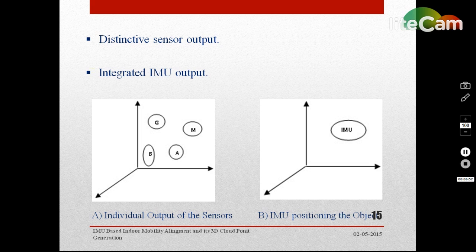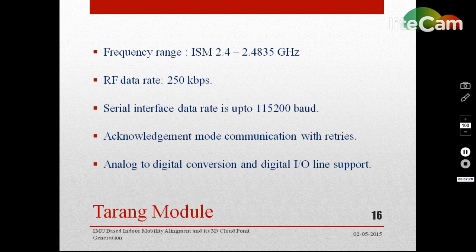It is more complicated, but figure B shows an IMU positioning of an object. The IMU unit gives a combined output of 4 sensors in a single point. It makes positioning in an indoor environment with high precision comparatively easy.